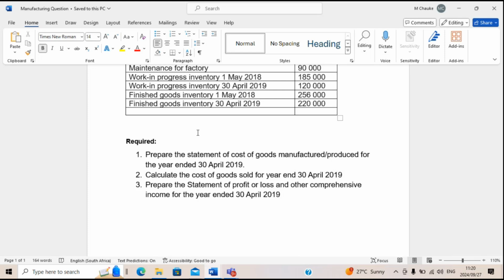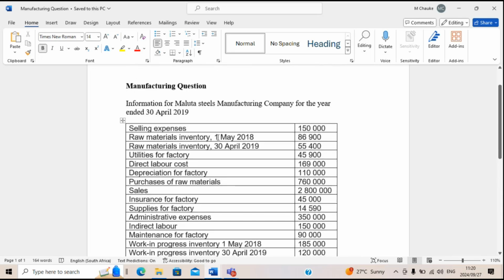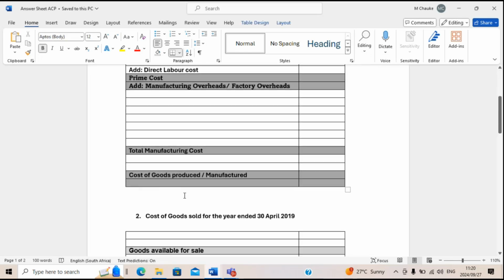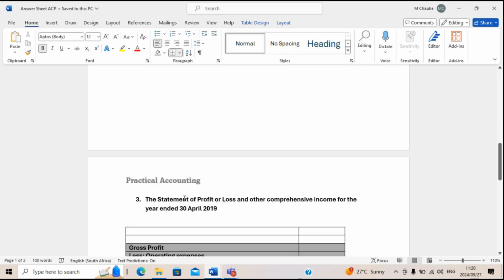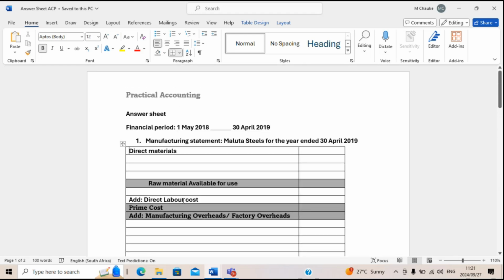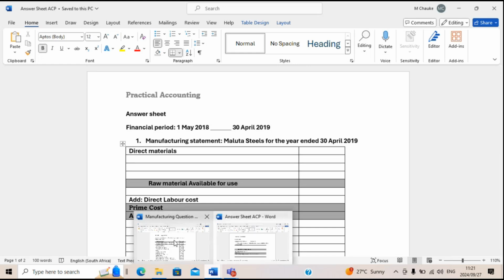Lastly, we are required to prepare the statement of profit or loss and other comprehensive income for the year ended 30 April 2019. And then here is the information for Maluta Steels Manufacturing Company for the year ended 30 April 2019, right? This is the question that we'll be doing. This is a practical accounting question for manufacturing, and this is the answer sheet that we're going to use to prepare this. I know most of the time in the exams the answer sheet might not be provided, but here I provide it to make things easy, right? So let's start with the question, right?